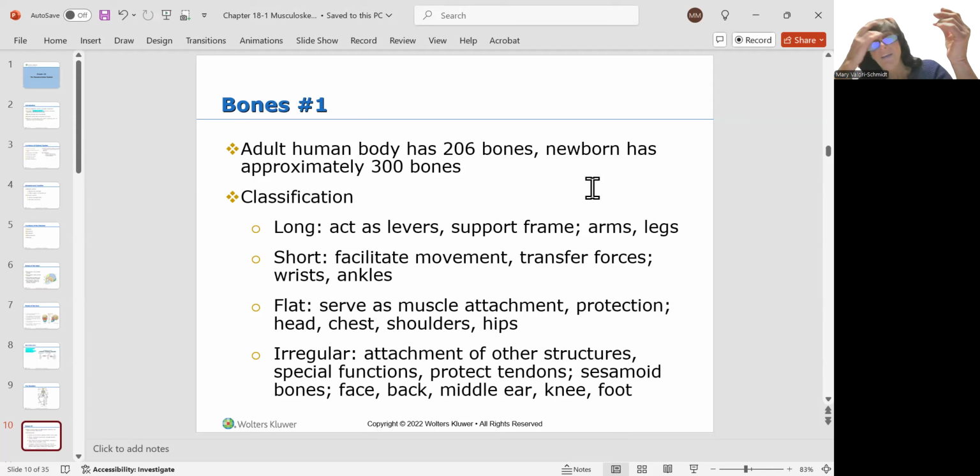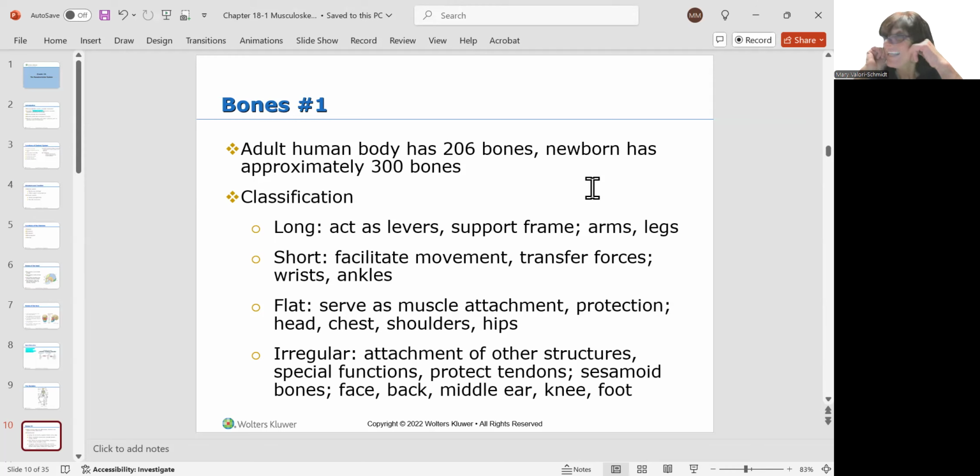So what kind of bones do we have? We have long bones. They're the big long bones, like the femur, right? They support the body. They act like levers and, you know, your arms, your legs. We have short bones, like your wrists and your ankles, right? They help with movement. Flat bones, the sternum, right? Shoulders and hips. And then we have irregular bones.